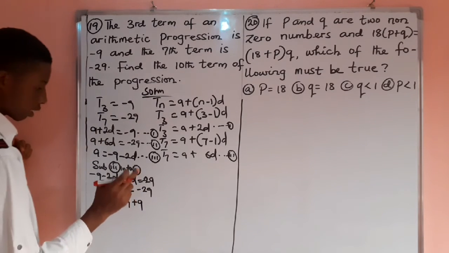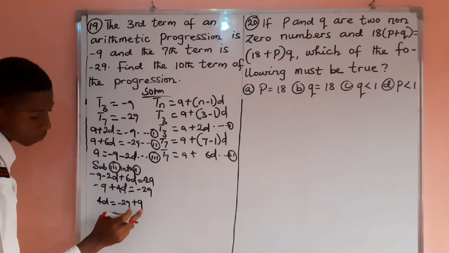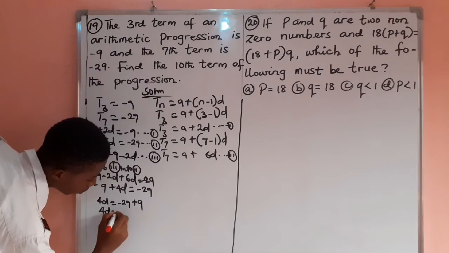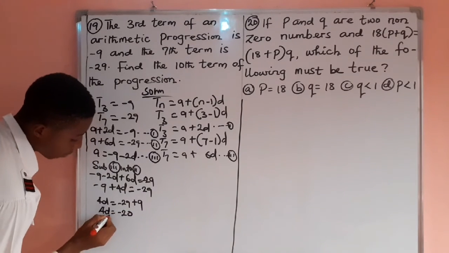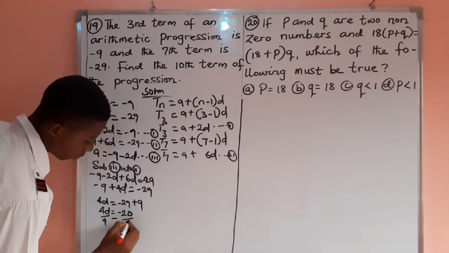Because minus crossing over gives us plus 9. Now 4d is equals to minus 29 plus 9, which will be giving us minus 20. So 4d is equals to minus 20. Now from here we are looking for our d, so we divide both sides by the coefficient of d, which is 4.